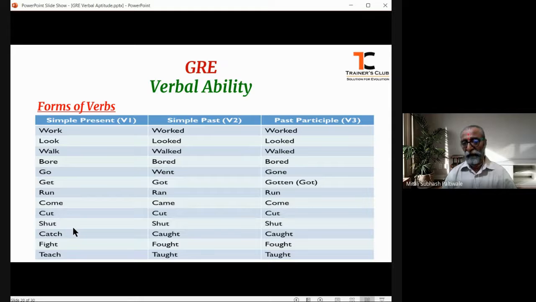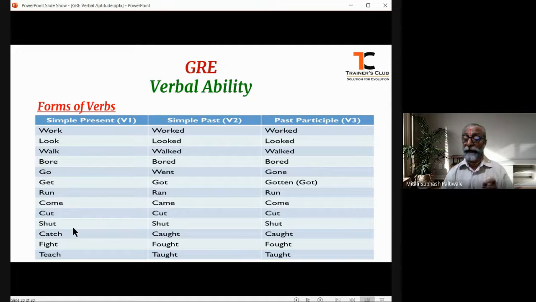So the forms of verbs like work, worked, worked, look, looked, looked, walk, walked, walked, are regular verbs, right? With regular verbs, V2 is worked, V3 is also worked. Same, no change in that. But when it comes to irregular verbs, it can be go, went, gone. All the 3 are different. Get, got, gotten, or sometimes got. So again, it varies. Run, ran, run. Here, V3 and V1 are the same.